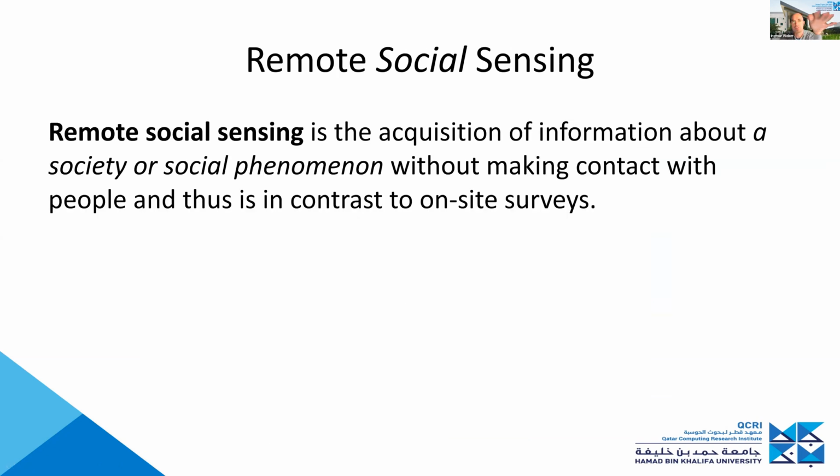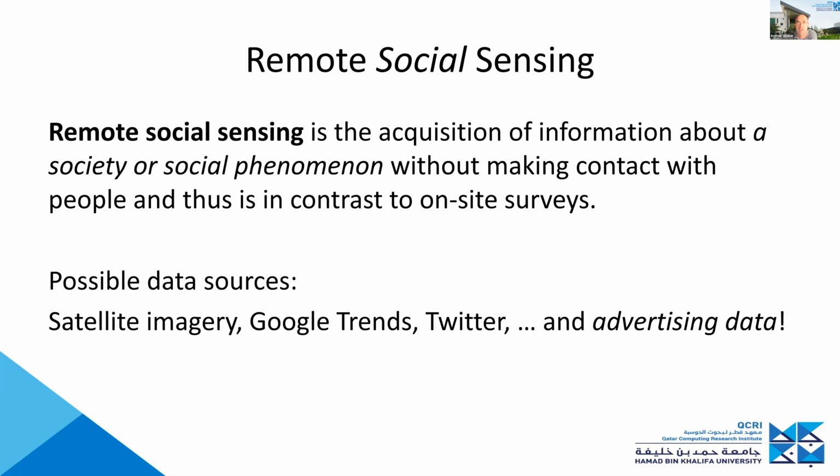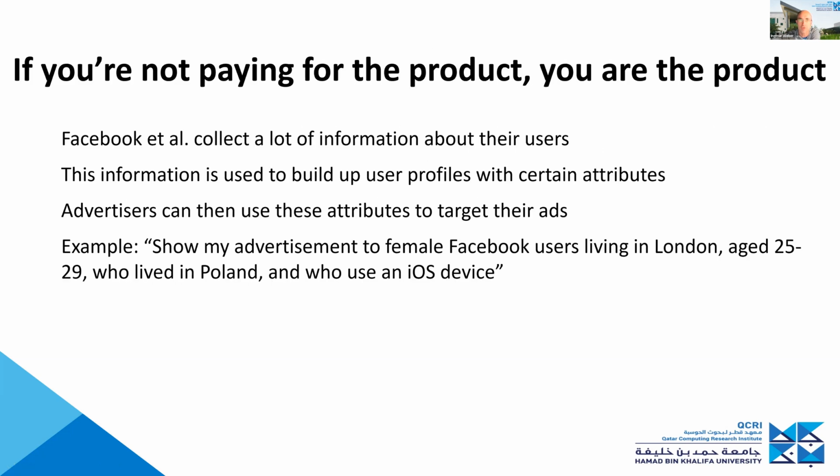So now I will talk about remote social sensing, and by this I mean the acquisition of information about a society or social phenomenon, still without making contact with people, and thus in contrast to on-site surveys, right? Here satellites might also help to a degree, and you could also think of Google Trends or Twitter, but in this talk, I will talk about advertising data and how this can be used for remote social sensing. So let's dive into advertising data.